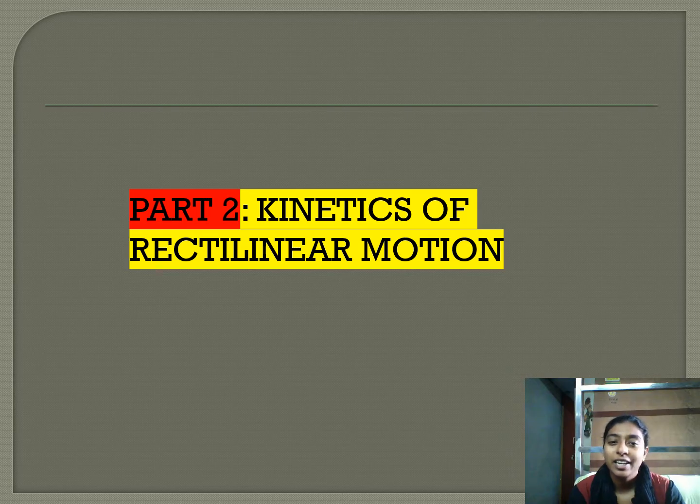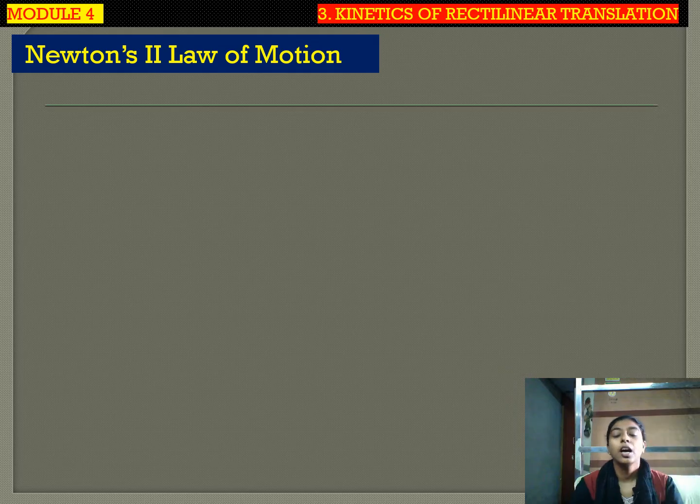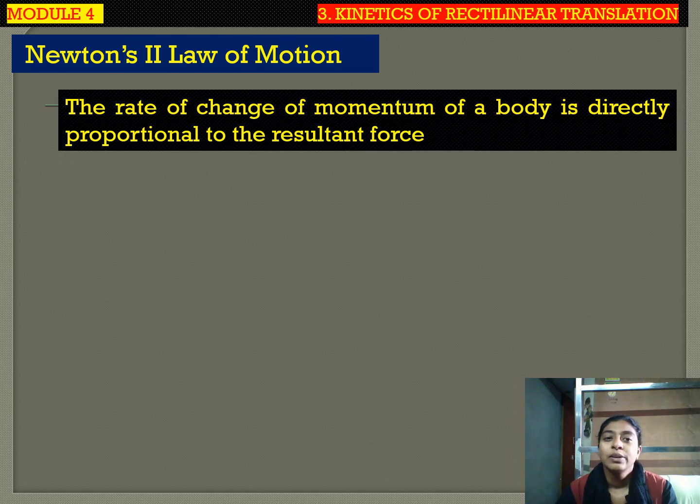Okay, we are going to our second part, kinetics of rectilinear motion. First is the kinetic law of motion. This is called the kinetic law of motion, Newton's second law of motion, because this law relates the forces, the internal force and the external force. Newton's second law, by definition, is the rate of change of momentum of a body, and it is directly proportional to the resultant force.